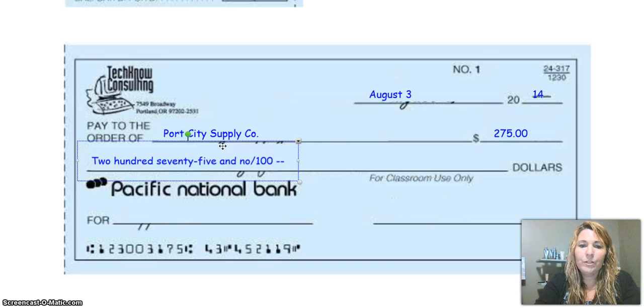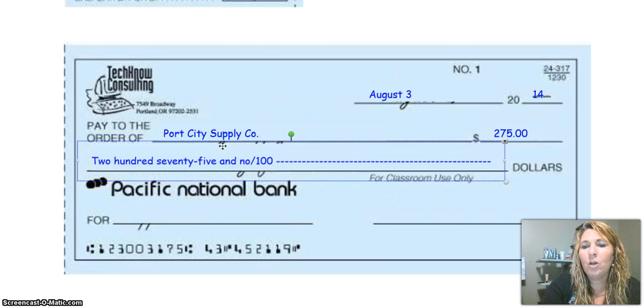And then it's important to always go ahead and draw a line all the way out to the word dollars. The reason why you want to do this is so that nobody can go in here and change the written amount and add words to it, because you've drawn a line to show that that line is full. So this was for $275 and no 100.